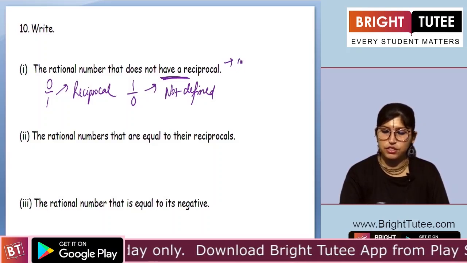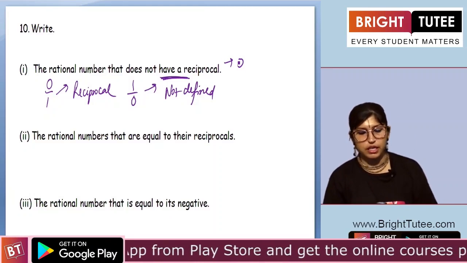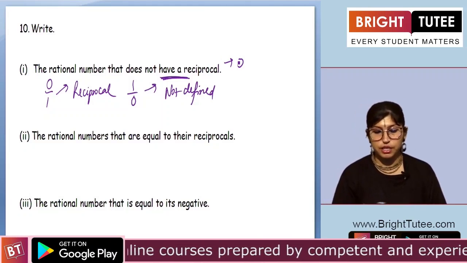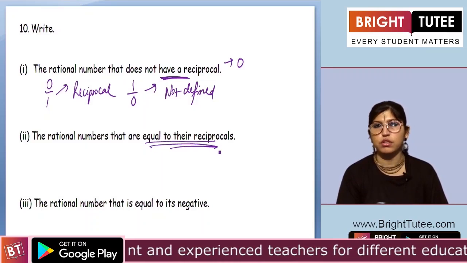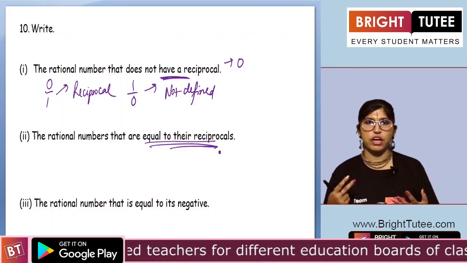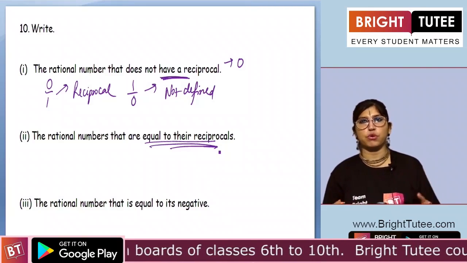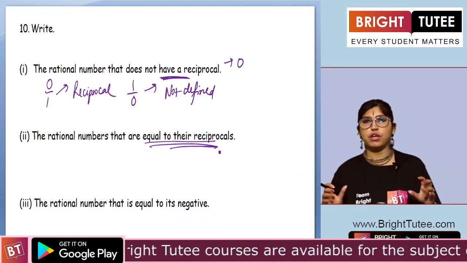So we can say that 0 is the only rational number that does not have a reciprocal. Now I will give you a few seconds, try to answer the second and third part. The second part says the rational numbers that are equal to their reciprocals. So you need to write down the rational numbers, it can be 1 or 2, that are equal to their reciprocals. We need to find those two numbers.